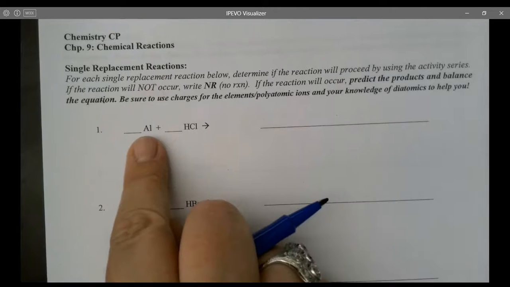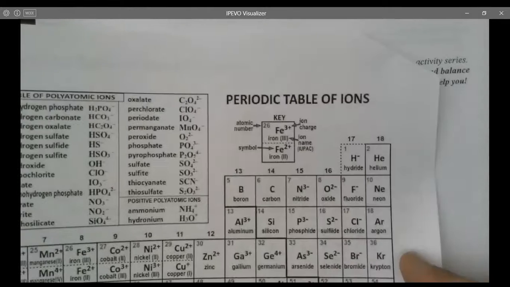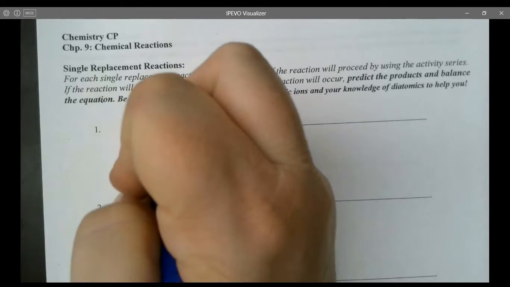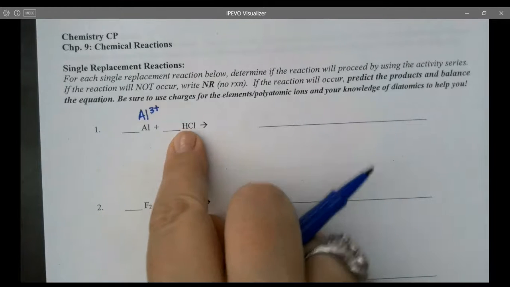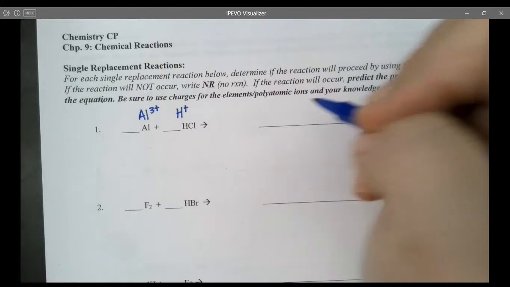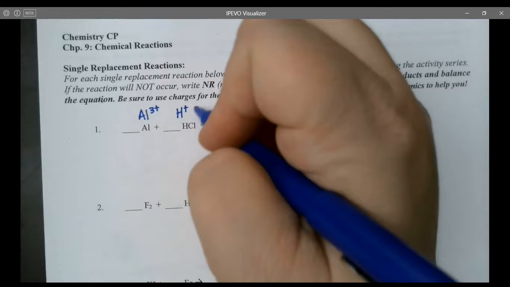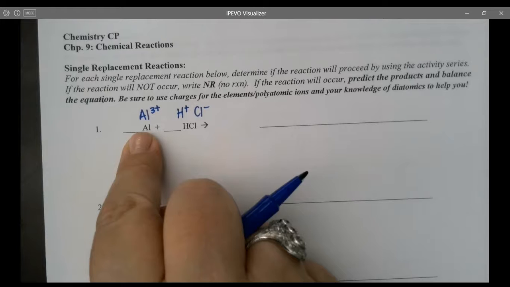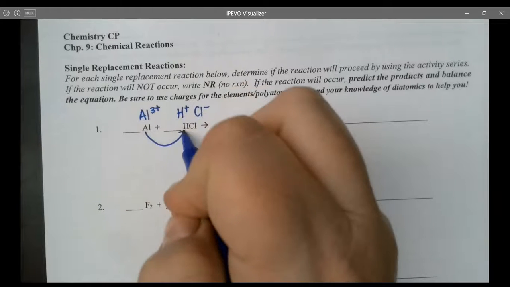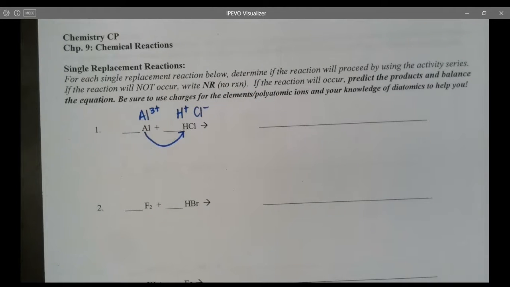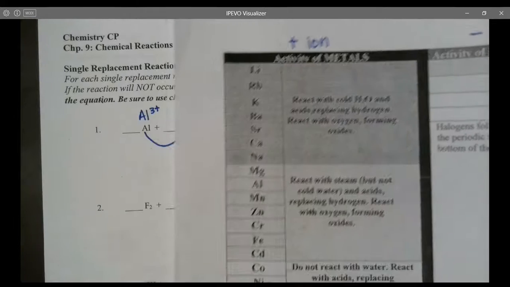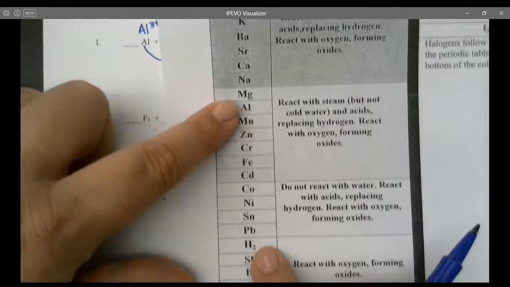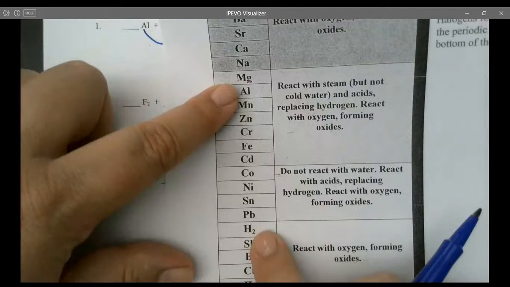Okay, so I'm going to go get my periodic table of ions, and I'm going to go look up what everybody is. So Al is a +3, H is a +1, and Cl is a -1. Okay, so now I can see that Al wants to replace the positive H. Okay, so now I can go get my activity series, and I look and I say, okay, is Al above H? And it is. Al is above H.